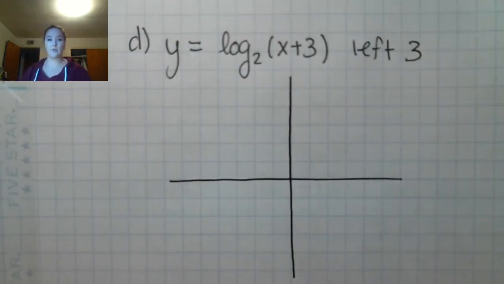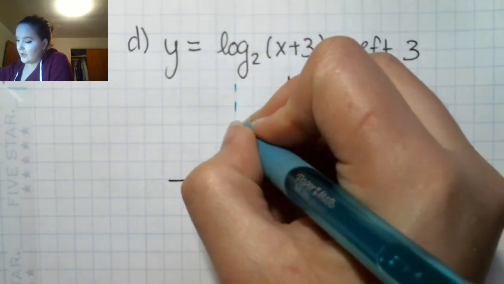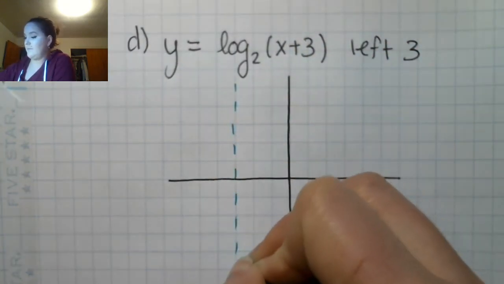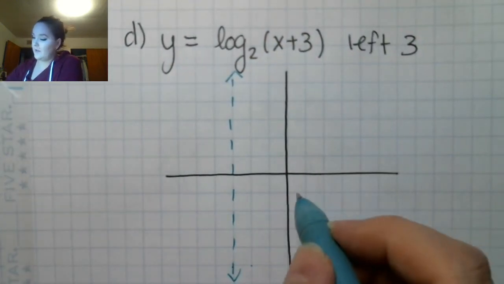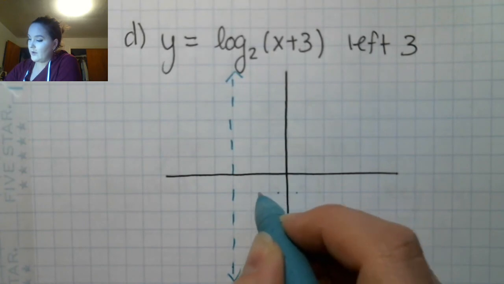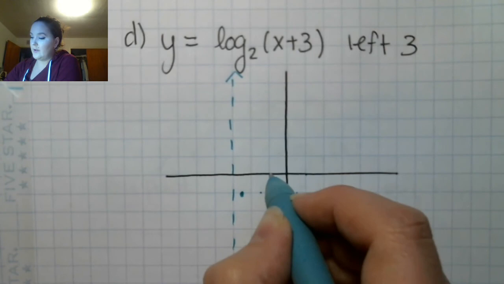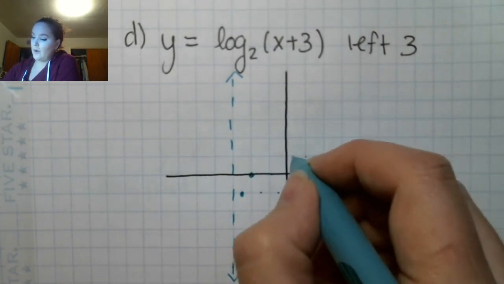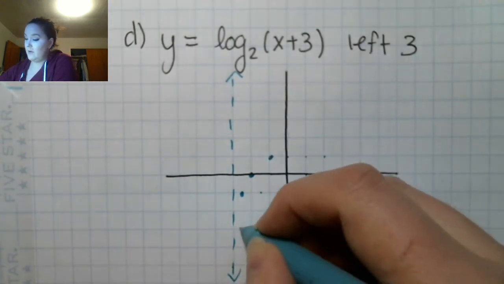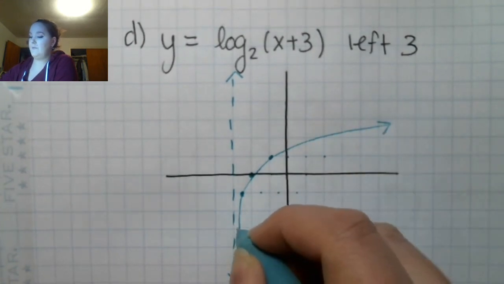Our vertical asymptote is going to move left 3. So it starts here, we're moving it left 1, 2, 3. Let's dot it in. Then we're going to move all of our key points left 3. So this one is going to move left 1, 2, 3. This key point moves left 1, 2, 3. And this key point moves left 1, 2, 3. Then we'll draw in our basic shape like this.